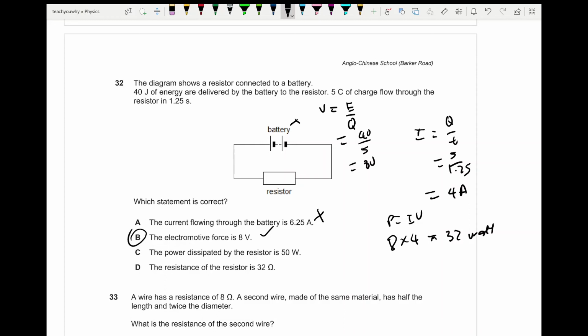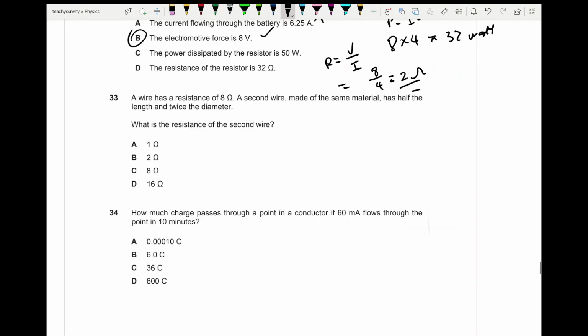The resistor is 32 ohms? We can't tell. It doesn't say anything. Oh, sorry, we can tell. R equals V over I, so it's 8 over 4, which is 2 ohms. Alright, so the answer is B.